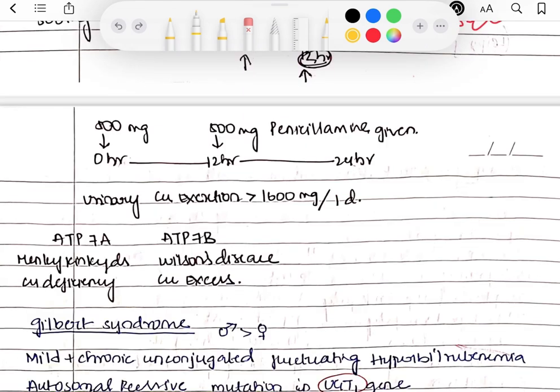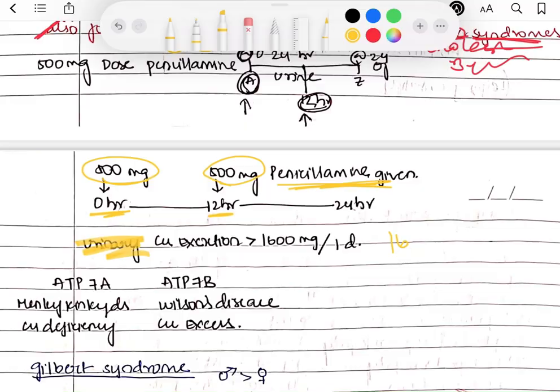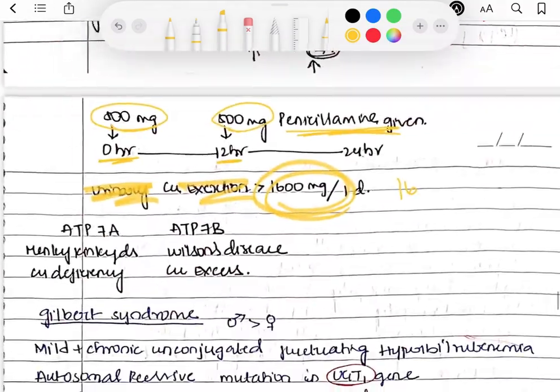Coming to the treatment, you can administer this penicillamine 500 mg at 0 hours, and at 12 hours also you can give this 500 mg. So urinary excretion of copper will be greater than 1600 mg per day. So this is about Wilson's disease.